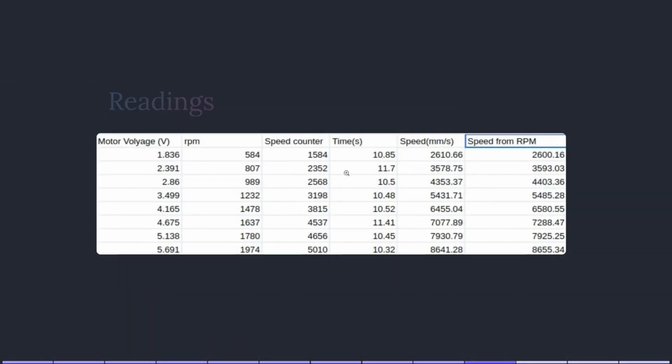So here is the reading. We have the motor voltage. Here is the RPM measured by the trainer kit. Here is the speed counter and time to measure the speed. From the RPM, we can get a measure of the speed by using the diameter of the disc. So we can compare these two readings to check the accuracy.